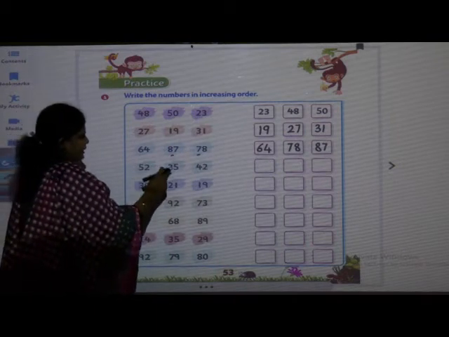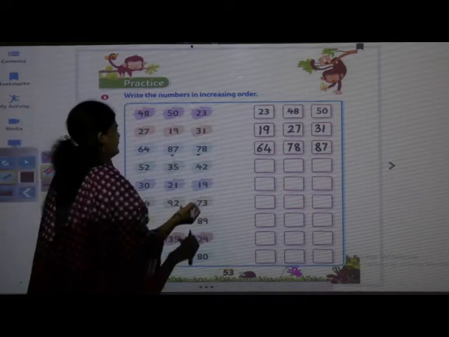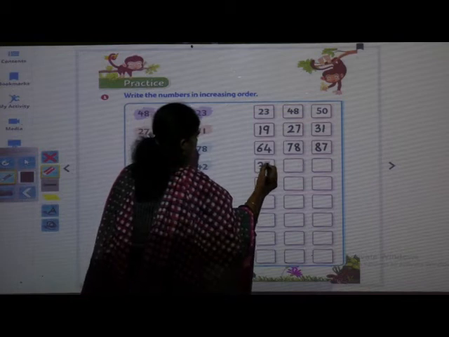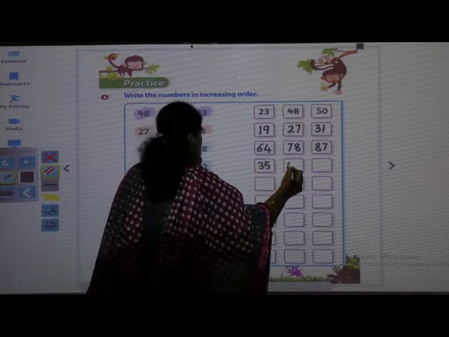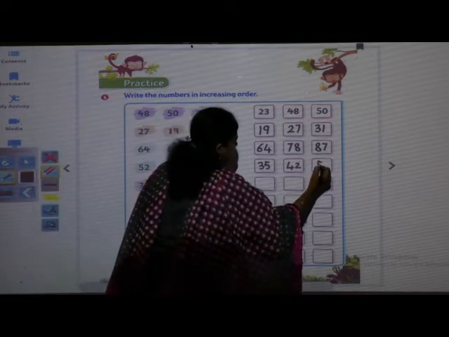5 to 52, 3, 5, 35, 4 to 42. So here you have to write first 3, 5, 35. Then 4 to 42. Then 5 to 52.